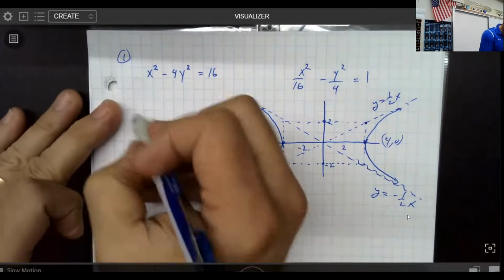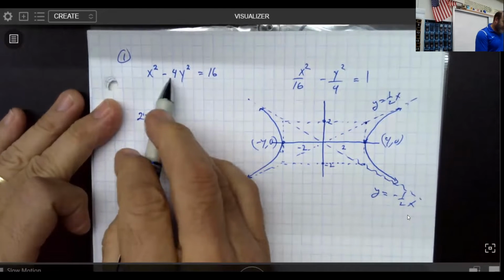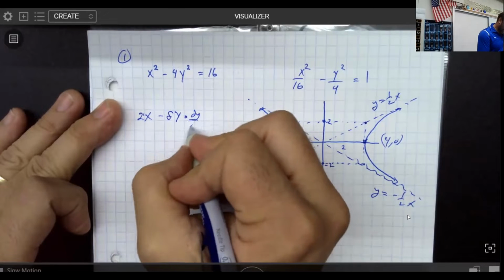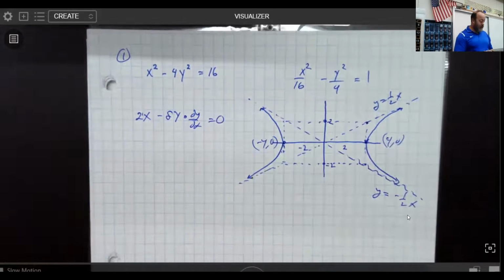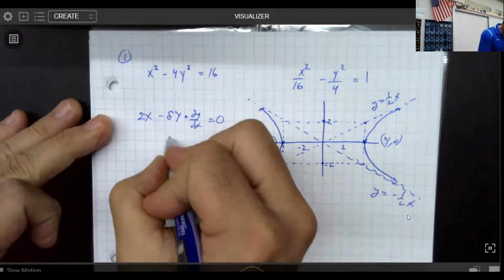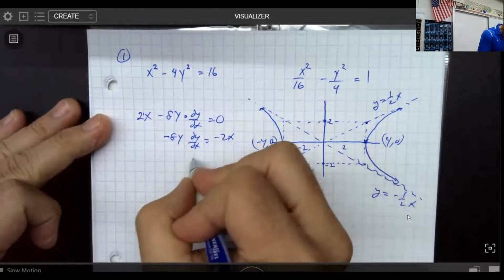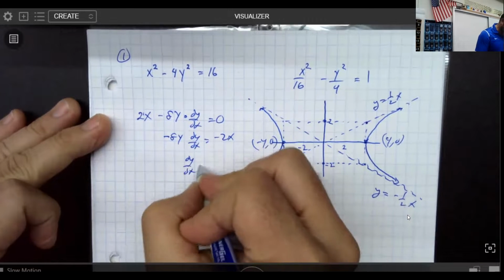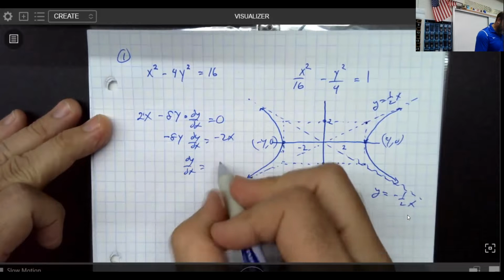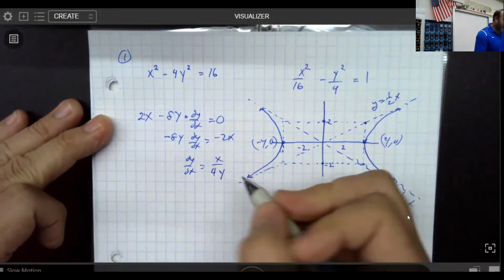Let's take our first derivative. The derivative would be 2x. The derivative of this guy right here would be -8y times dy/dx. And of course, the derivative of 16 is 0. Take another quick movement of stuff around. We're going to move the 2x to the other side, and therefore dy/dx is what happens when we divide both sides by -8y, which gives me +x over 4y.